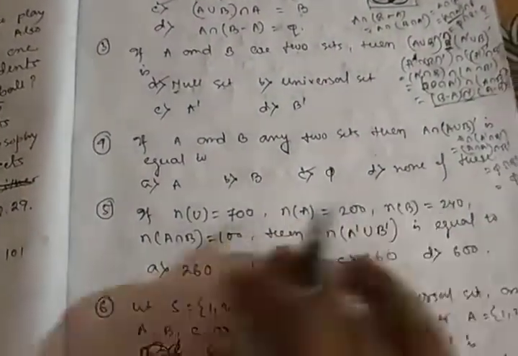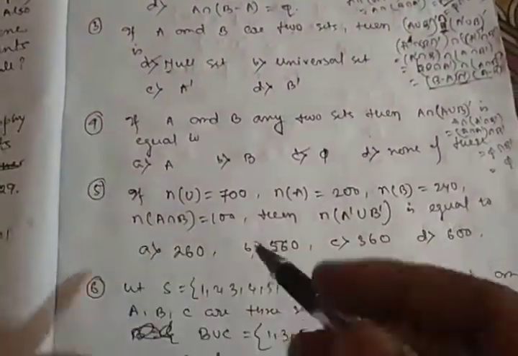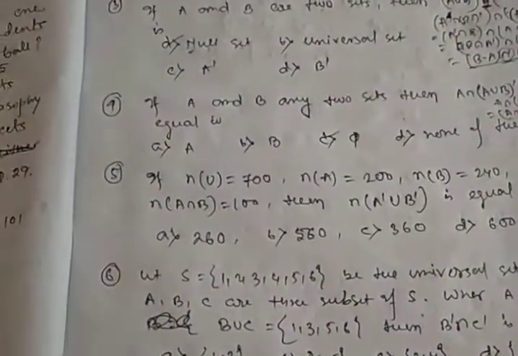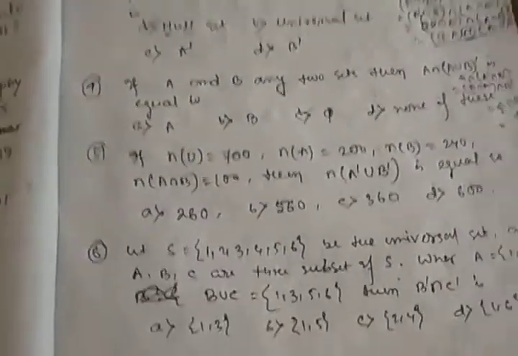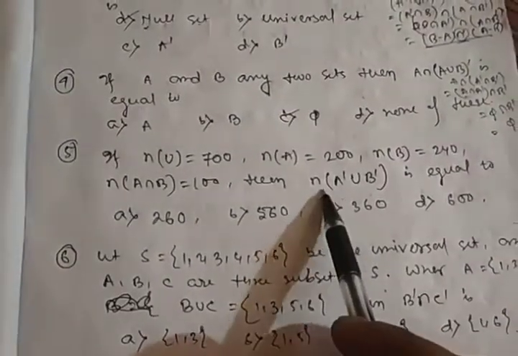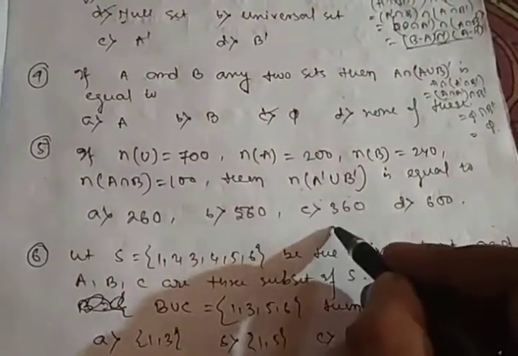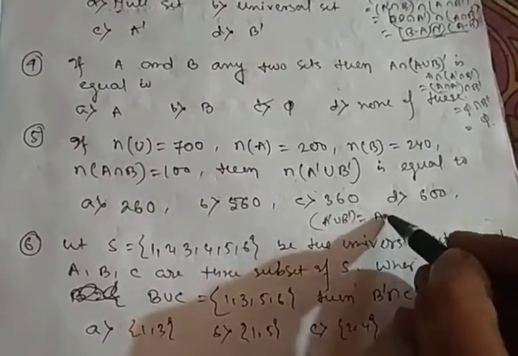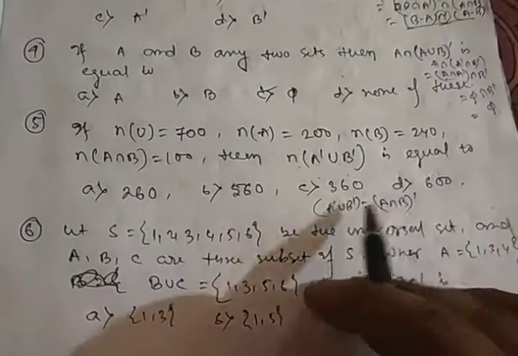For question number 5, n of U equals 700, n of A equals 200, n of B equals 240, n of A intersection B equals 100, then find the number of A intersection (A complement union B complement). Now if we use De Morgan's law in this set, A intersection (A complement union B complement), then we get A intersection (A intersection B) whole complement, by De Morgan's law.